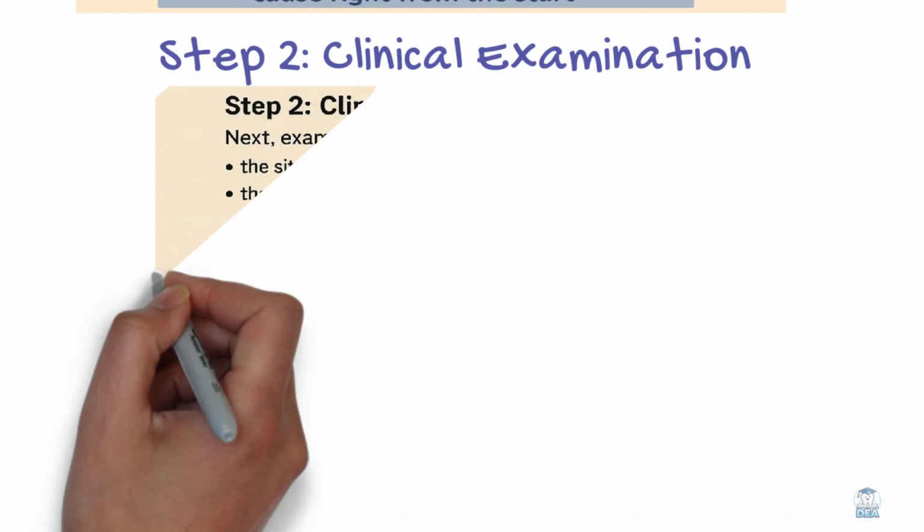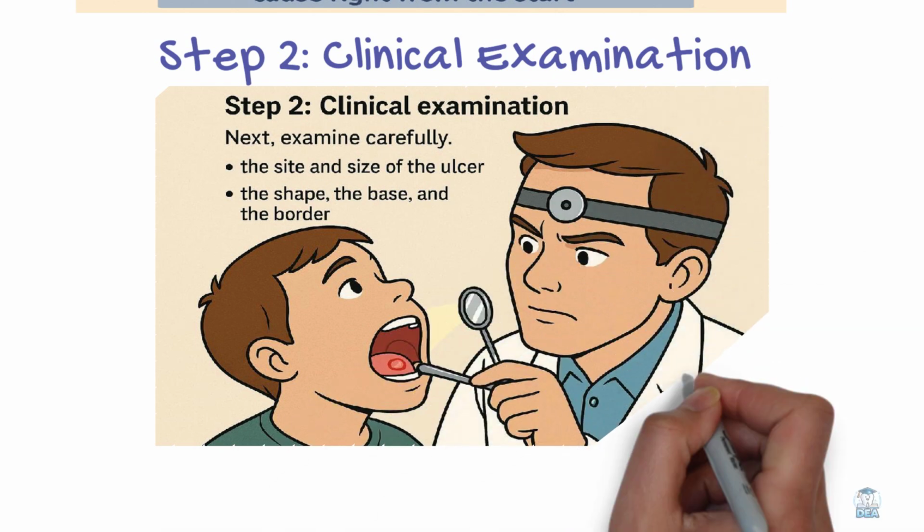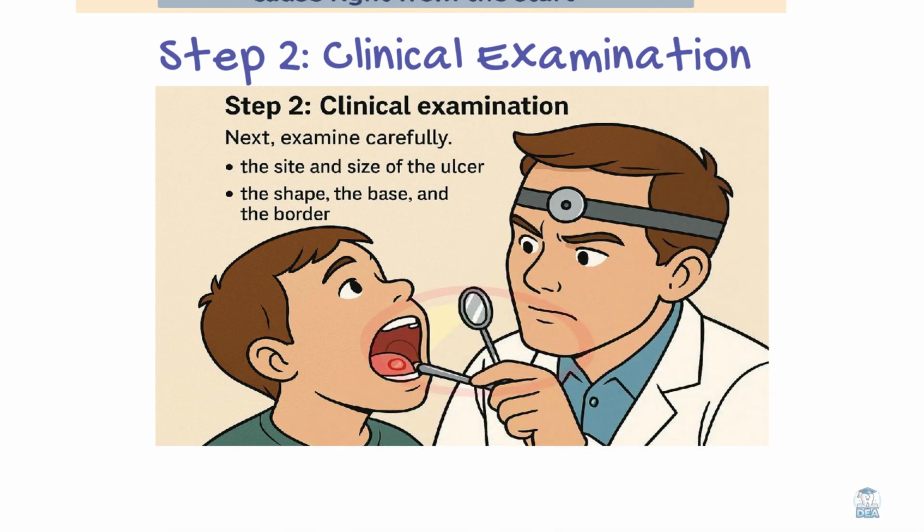Step 2. Clinical examination. Next, examine carefully. Use good lighting and a mouth mirror. Look for the site and size of the ulcer, the shape, the base, and the border.